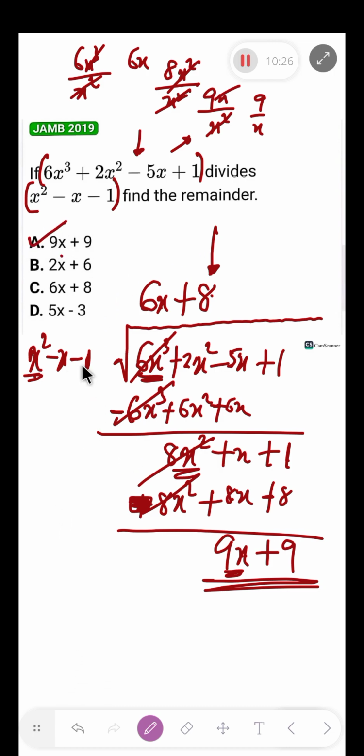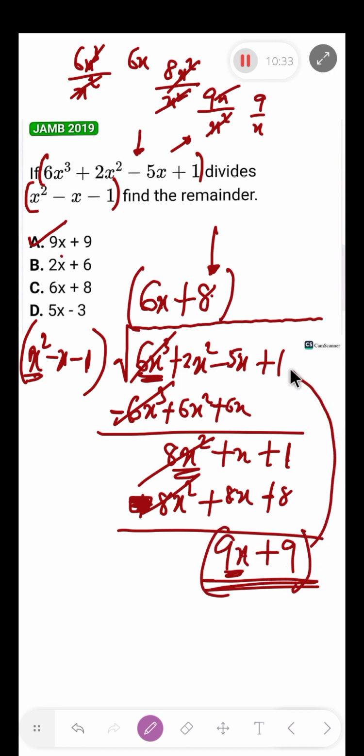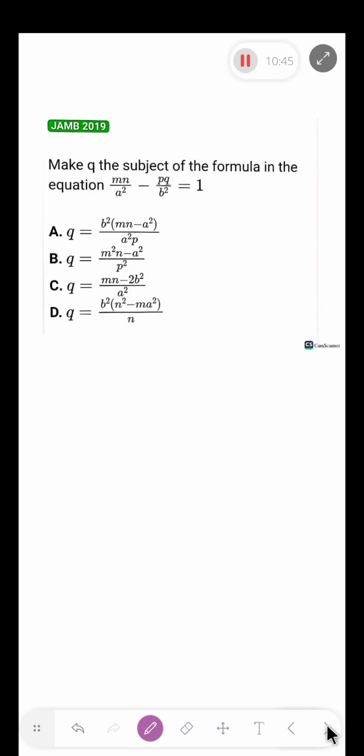That means if you multiply this divisor and this quotient together, and add this remainder, the result must give you this polynomial expression that you actually have here. This is a cubic polynomial. Okay, so you see all these things are very, very easy. So option A is also correct in that case. Do I still have any other question?